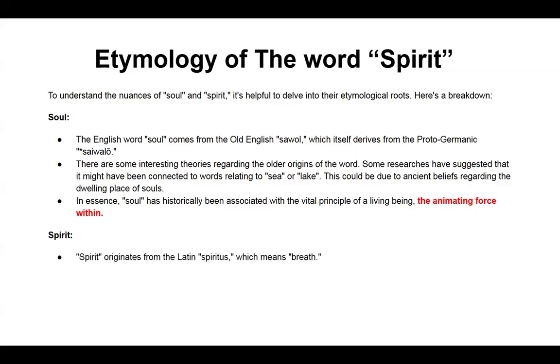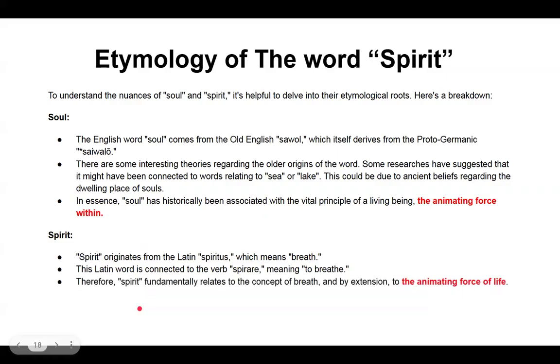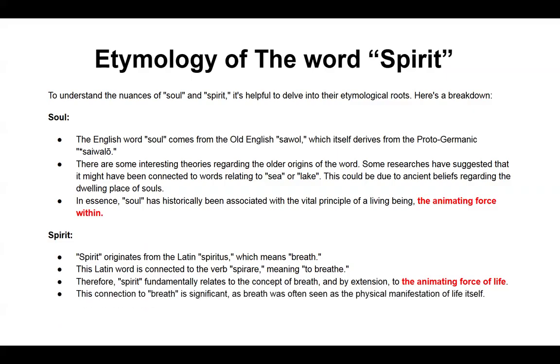Spirit. Spirit originates from the Latin spiritus, which means breath. The Latin word is connected to the verb spirare, meaning to breathe. Therefore, spirit fundamentally relates to the concept of breath and by extension to the animating force of life. This connection to breath is significant. Breath was often seen as the physical manifestation of life itself.